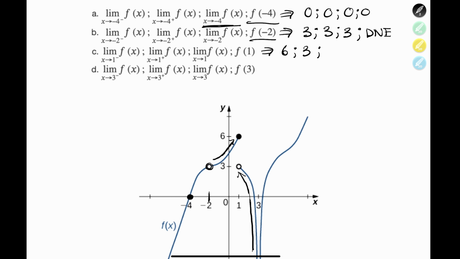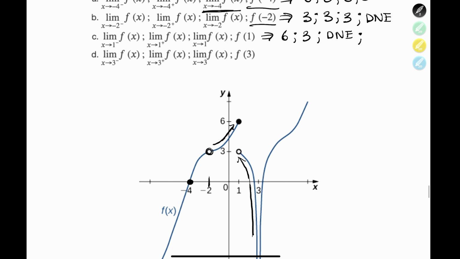And next, solving for the limit of f of x as x approaches 1, we realize that the left-hand limit, which is 6, and the right-hand limit, which is 3, are not equal to each other, so therefore the limit does not exist. And finally, the fourth part of part C, f of 1. As we can see, this dot right here is filled in all the way, so f of 1 is actually equal to 6. So that is it for part C.